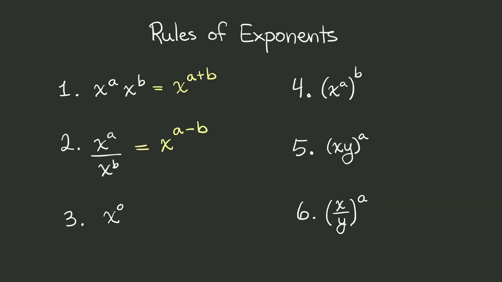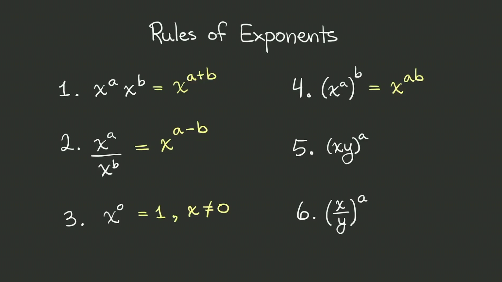Whenever your base is raised to the power of 0, you get 1. Now the only exception is if x, the base, is equal to 0, and then this is undefined. If you have an exponent like x to the a and then you raise all of that to the power of b, then you can just multiply the two exponents, x to the a times b.